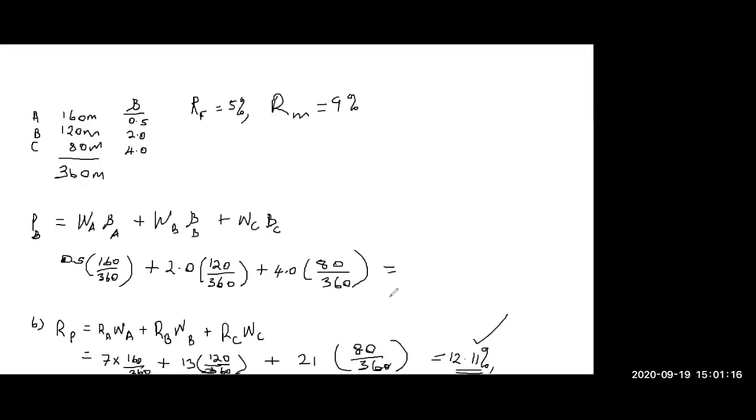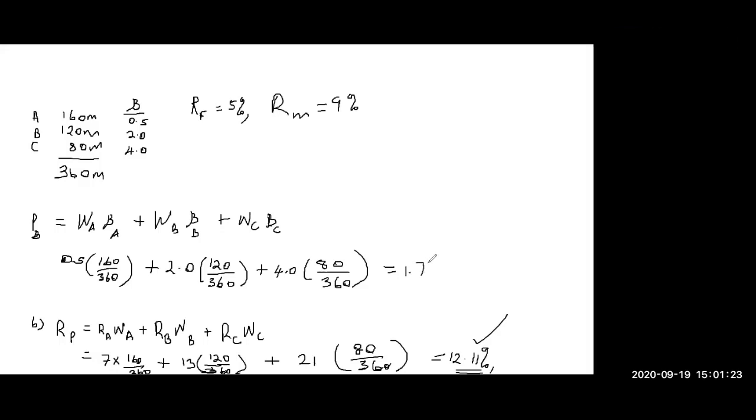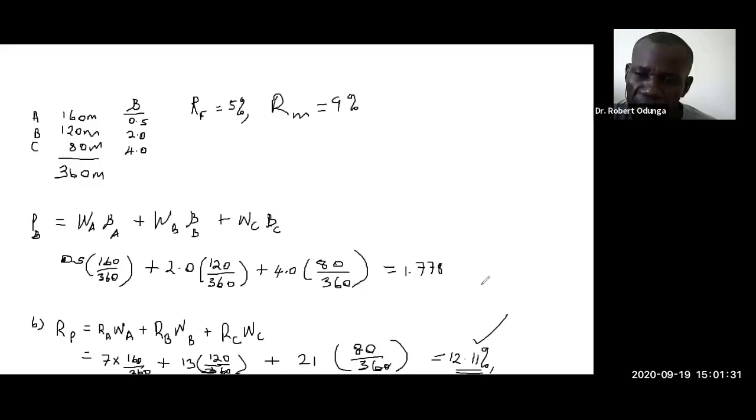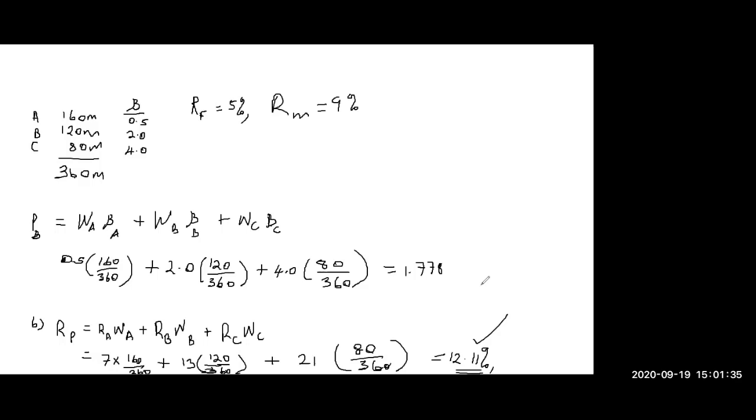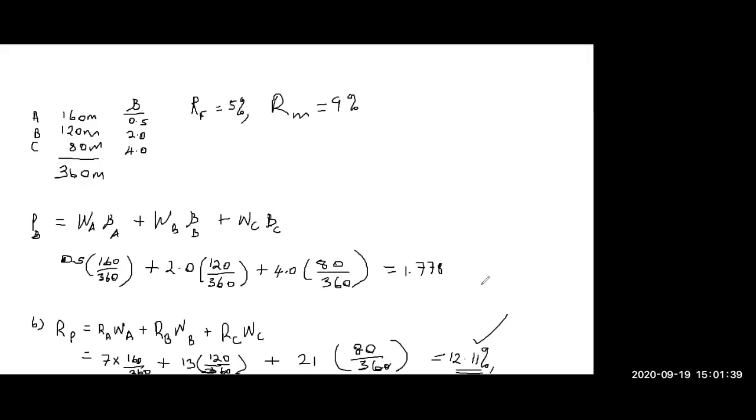1.777. 1.777, again 7. The next one is 7 after 7, then 8. So that we round it off to 8.